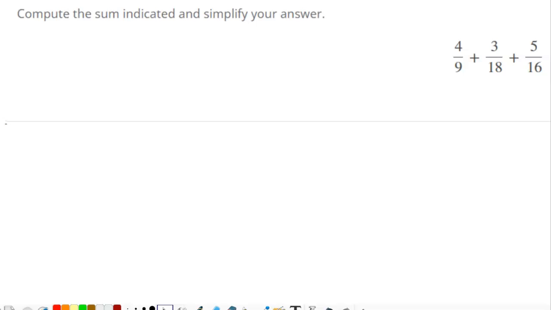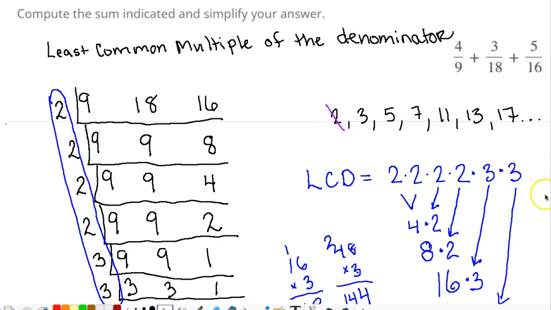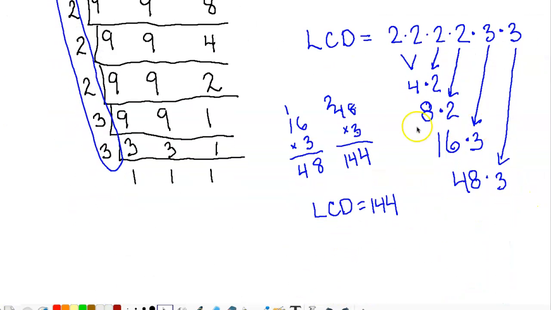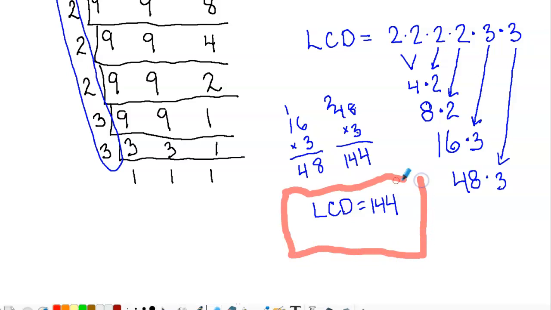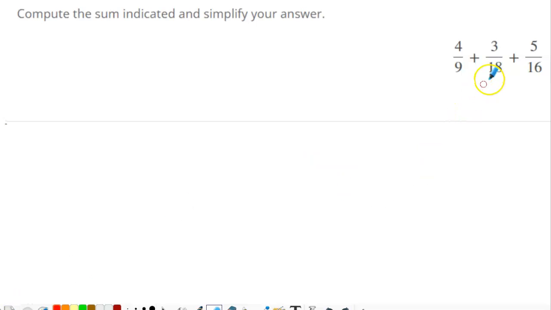In our last video, we looked at figuring out what the LCD for these three fractions would be by using the ladder method or the birthday cake method. So I am going to click back and see what we found. We did our work and found that our LCD is 144. So now we can use that information to rename these fractions and then combine them by adding the tops.